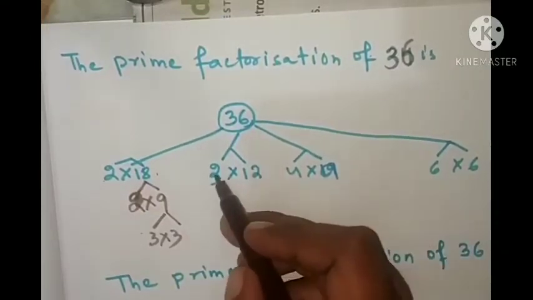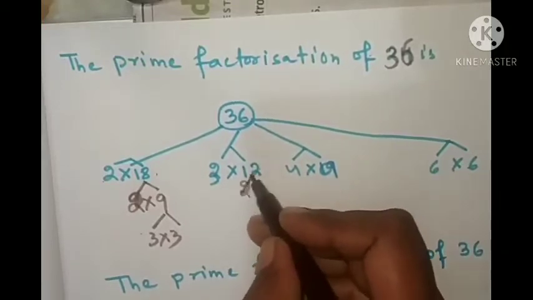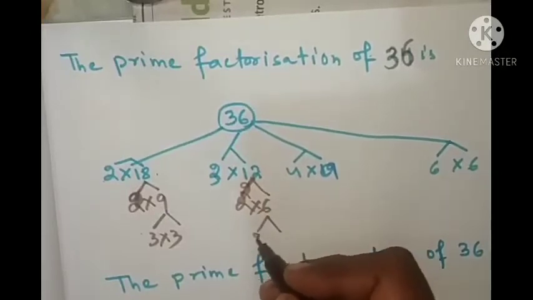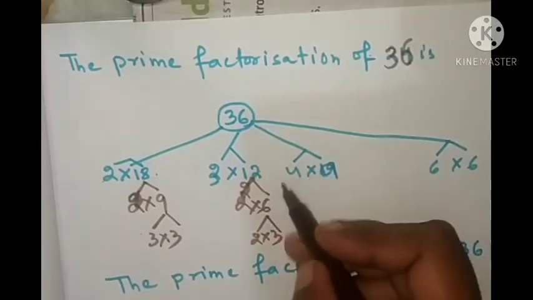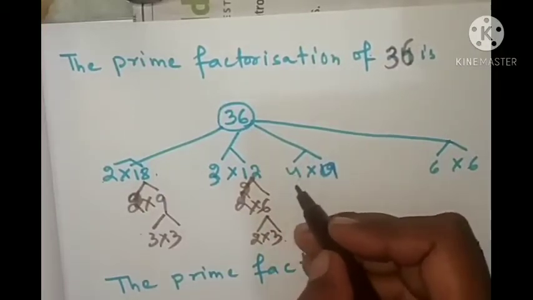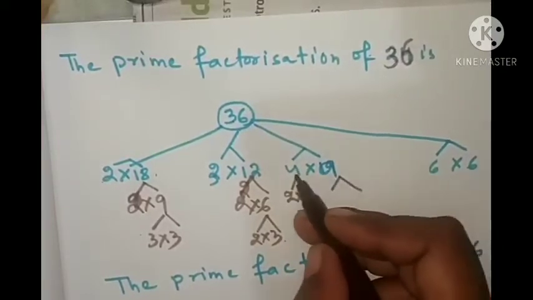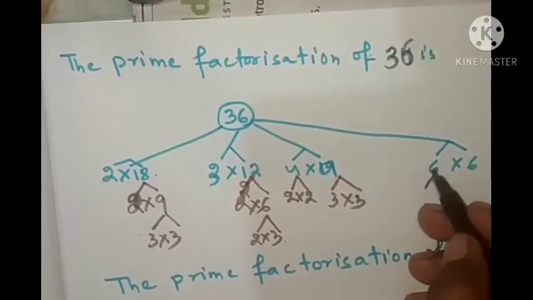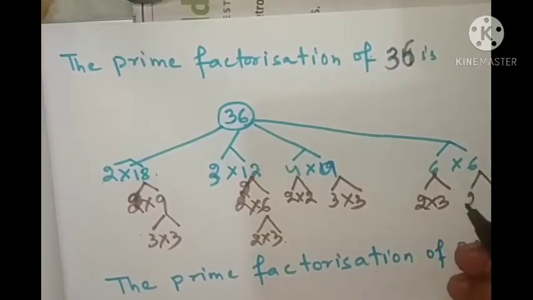Next you see 3 into 12 is 36. So 12 is how much? We'll get 2 into 6, and then 2 into 3. Those all are the last prime factors. Next, 4 into 9: 2 into 2, and 9 is 3 into 3. Like that you see 6 into 6 is 36: 2 into 3, and this is also 2 into 3.